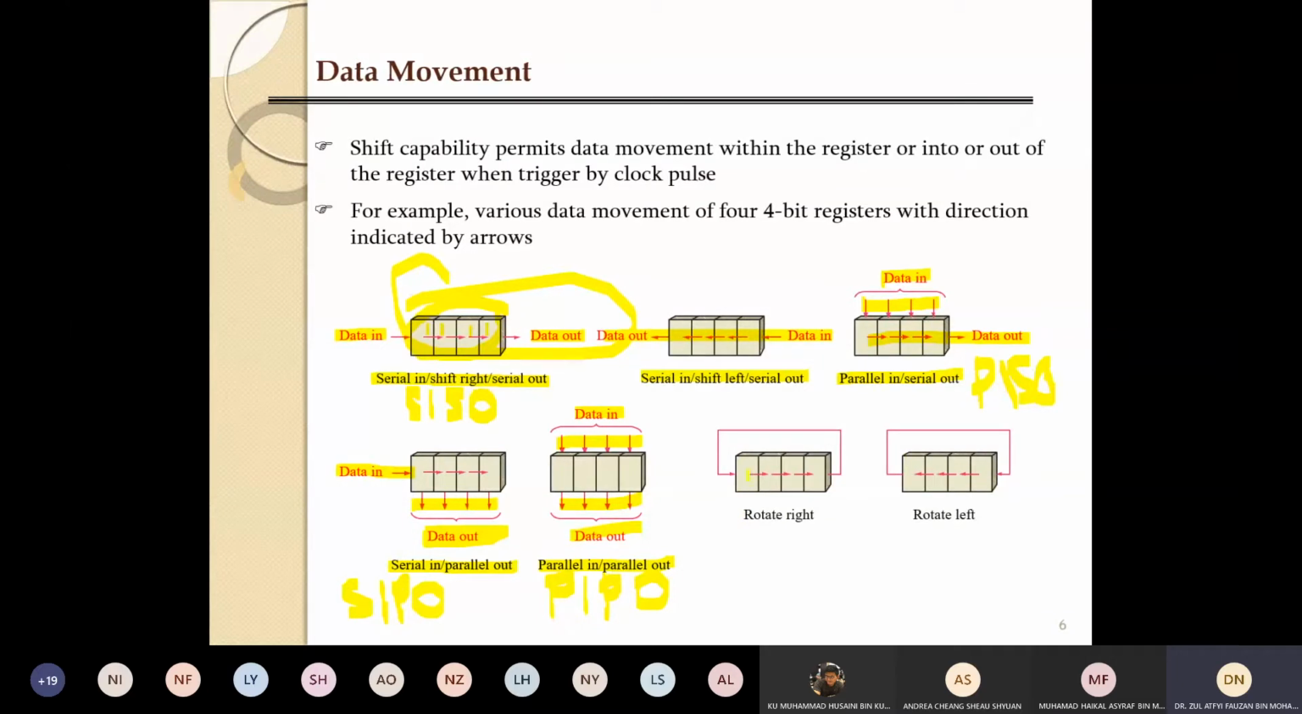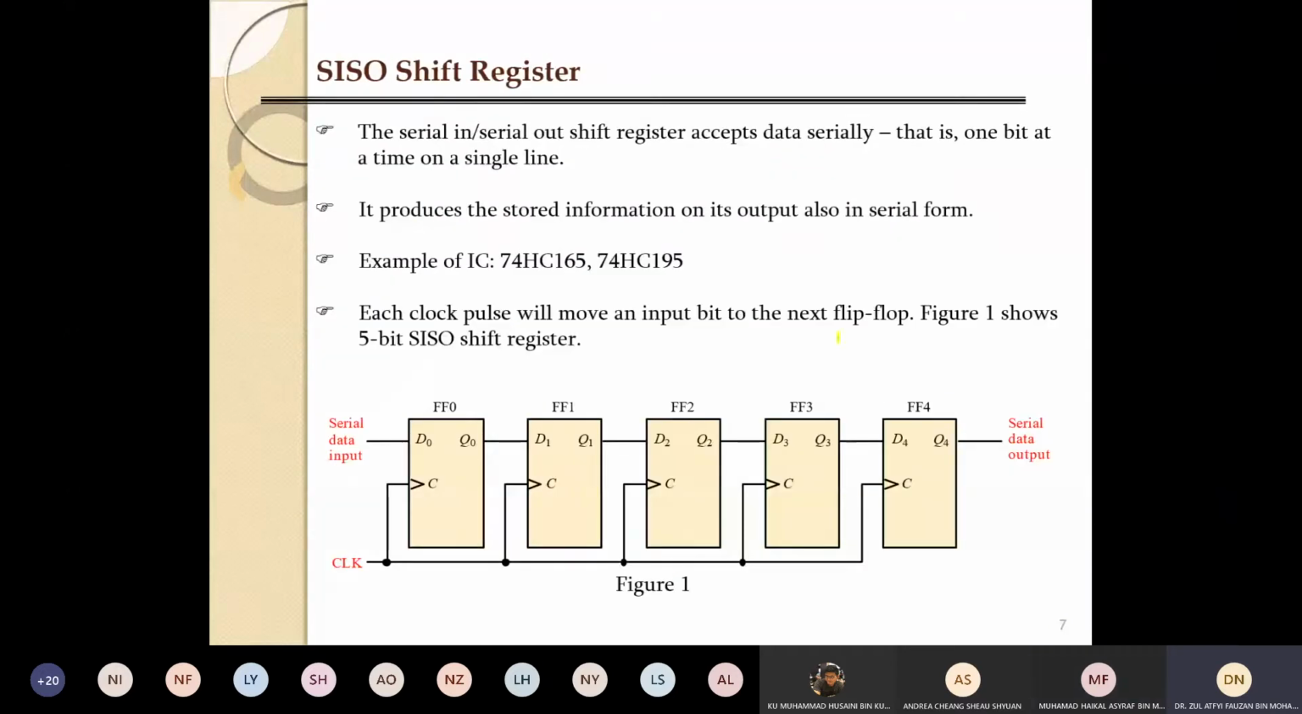Actually, the shift register can rotate the data in the right direction or in the left direction. So this is the data movement. Today we will cover one type of shift register, which is SISO. So the SISO shift register.